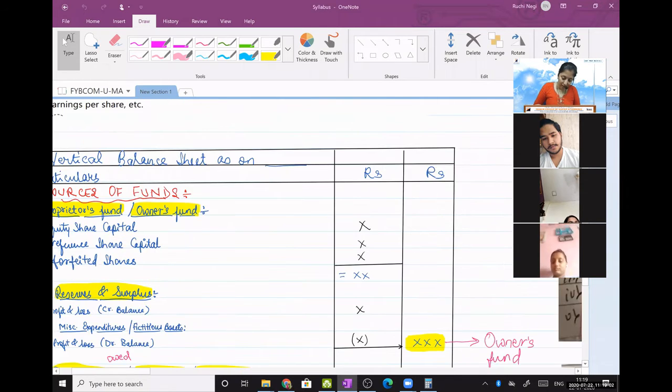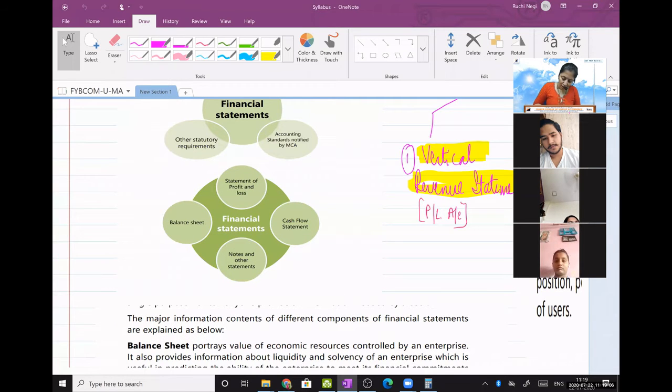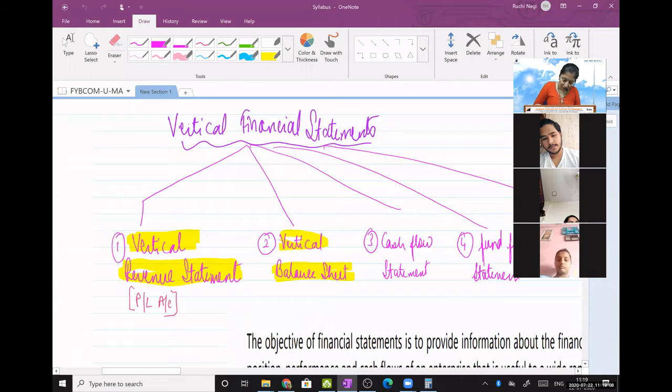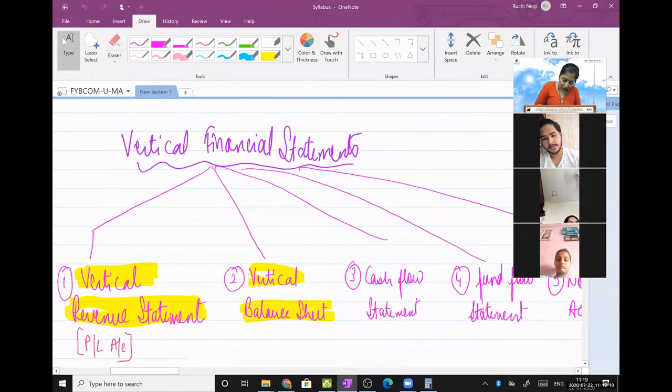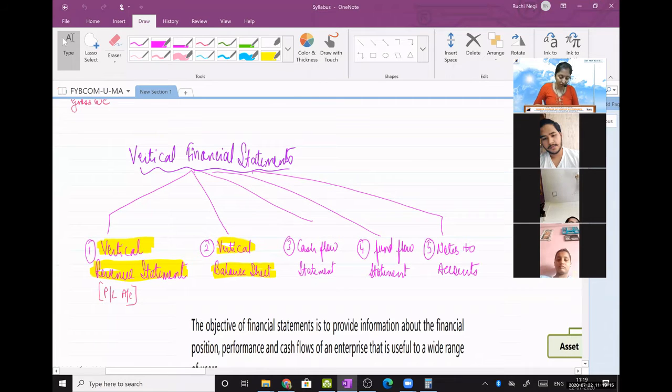So now let us come to this part, which is important. This I had taught you last lecture. I had told you about this. What are the components of vertical financial statements? What does a vertical financial statement have? It has a vertical revenue statement, that is your P&L account, the new format of P&L account.